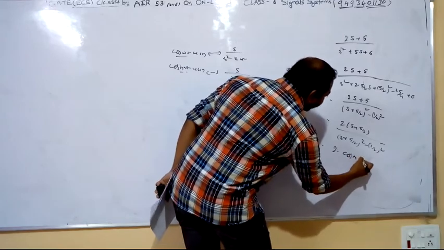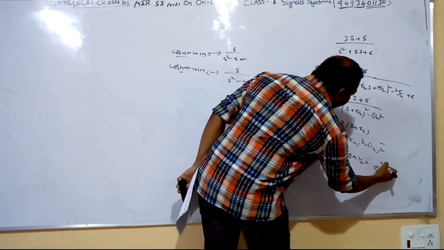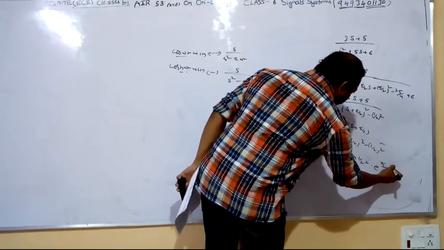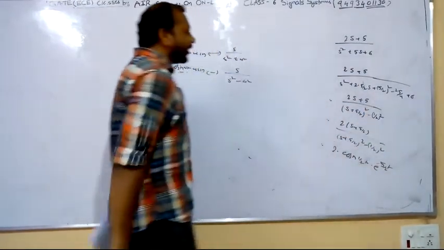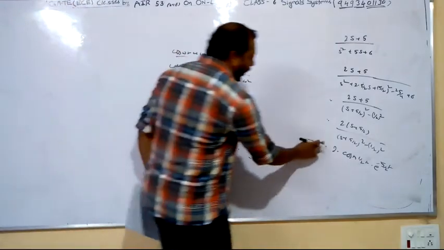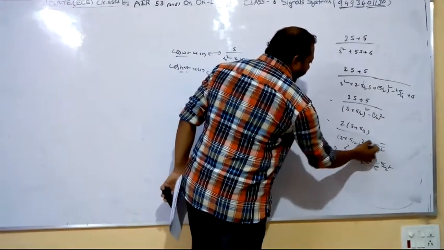So the corresponding answer can be represented as 2 into cosh of 1 by 2 t into e to the power minus 5 by 2 t. This is the corresponding inverse Laplace transform.